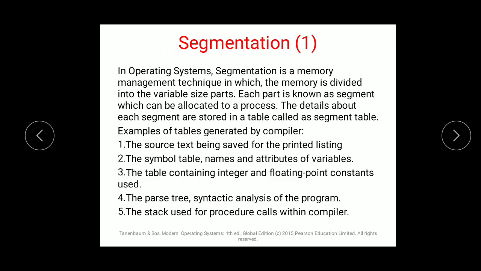Example of tables generated by compiler. So what are the examples? We'll see that. The source text being saved for the printed listing. So the text is waiting for prints to be listed. There are n number of prints, so it is waiting in the list. The symbol table, names and attributes of variables. So if we have created a file, the names, symbol table and attributes of that file are there separately.